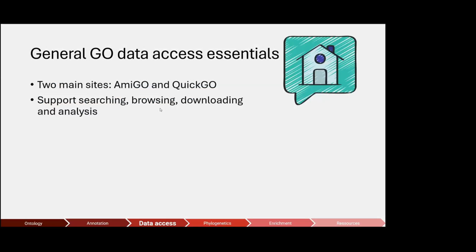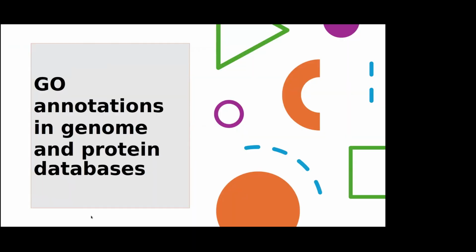So to end this part, you have two main sites where you can look at annotations and GO terms. You have AmiGO and QuickGO, and it's up to you which one you want to use for your specific goals. And you can search, browse, download, and analyze. I hope you can see it.